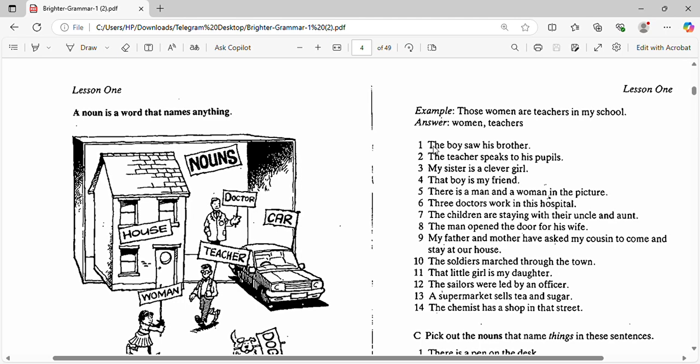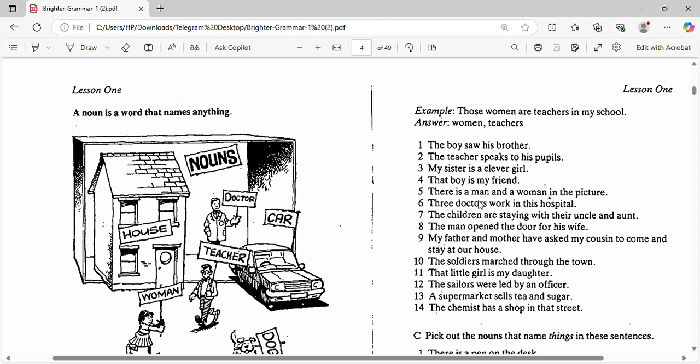Number 1, the boy saw his brother. Boy, brother. The teacher speaks to his pupils. Teacher, pupils. My sister is a clever girl. Sister, girl. That boy is my friend. Boy, friend. There is a man and a woman in the picture.